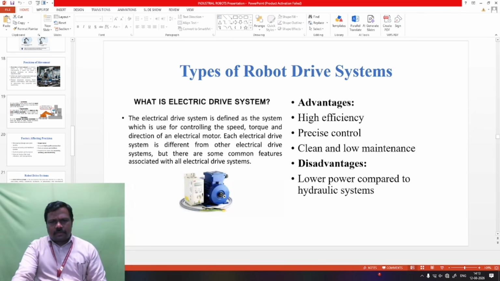First of all, we have to see the electric drive system. The electric drive system is defined as the system which is used for controlling the speed, torque and direction of an electrical motor. Each electrical drive system is different from another electrical drive system. But there are some common features associated with all electrical drive systems. If we use the electrical drive system, we have some advantages, that is high efficiency, precise control, clean and low maintenance.